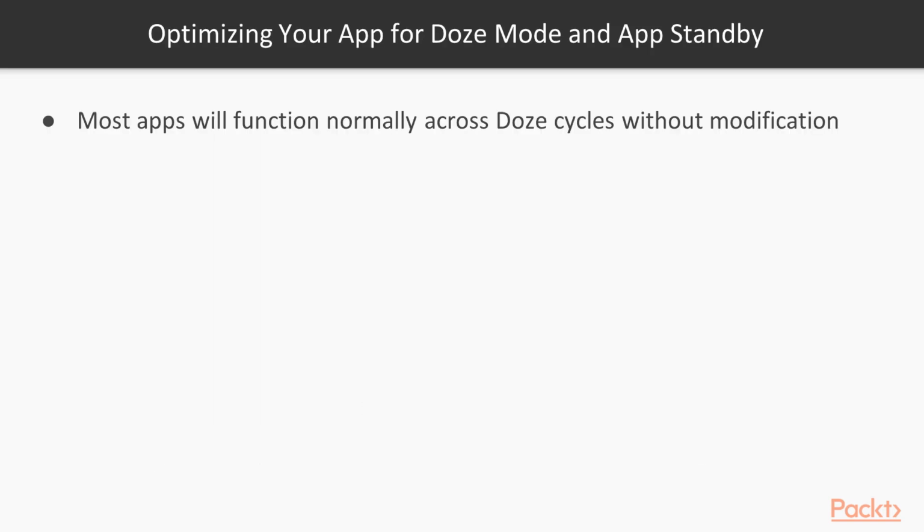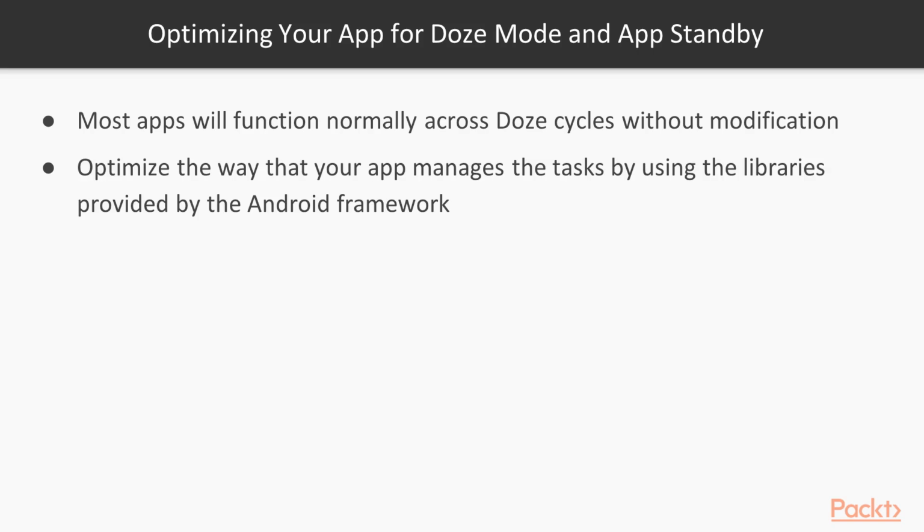Optimizing your app for Doze Mode and App Standby. Most apps will function normally across Doze cycles without any modifications. You should optimize the way your app manages the network, alarms, jobs, and synchronizations by using the libraries provided by the Android framework. You'll notice that if you try to do your own thing when it comes to these tasks, such as network tasks, alarms, jobs, and synchronizations, doing your own thing will typically cause more problems than solutions. So you should always try to use the Android framework because it will help elongate the battery life of your application and give an overall good experience to your users.